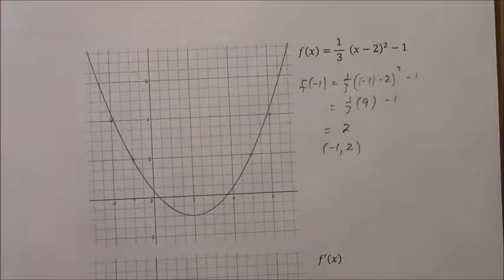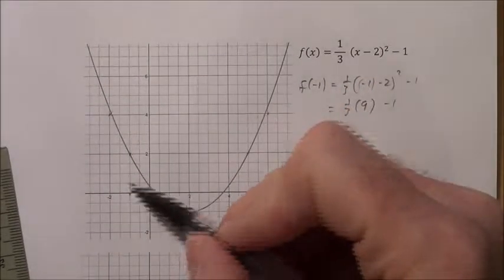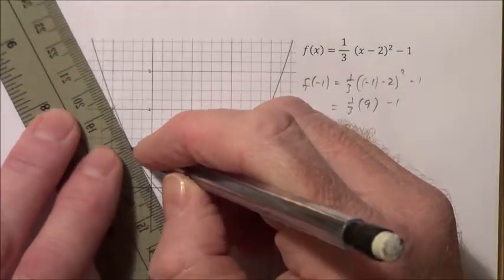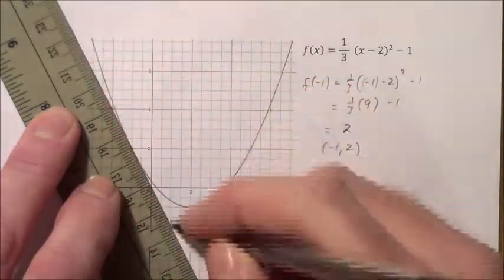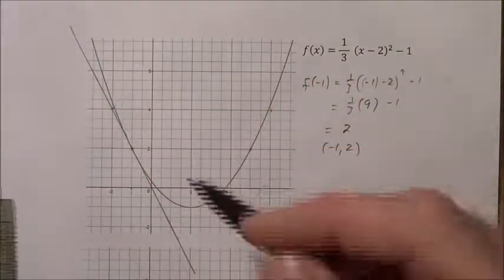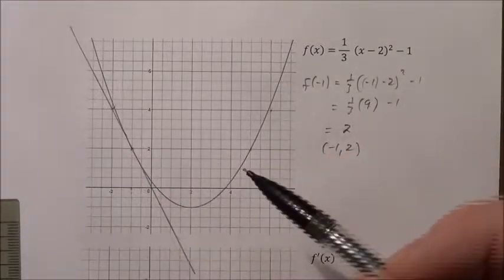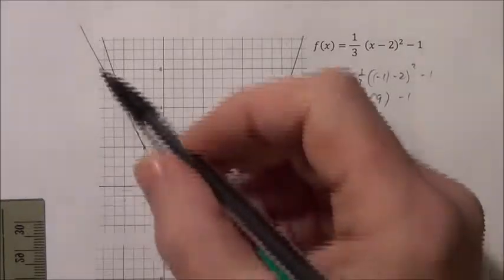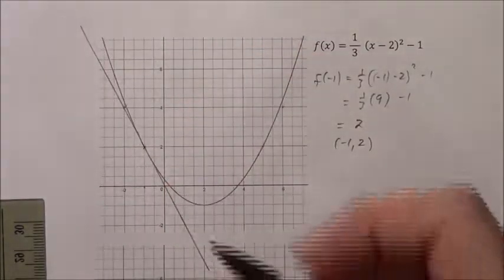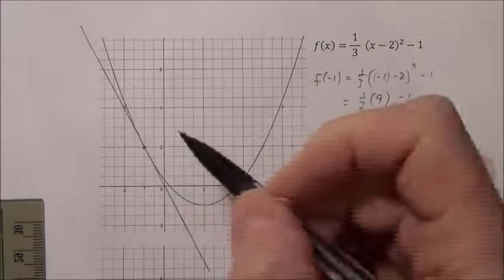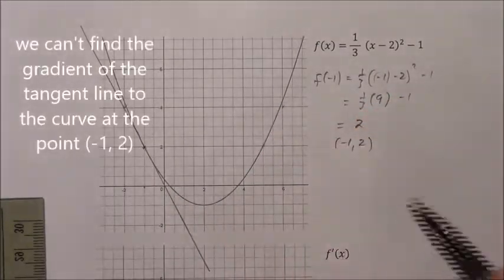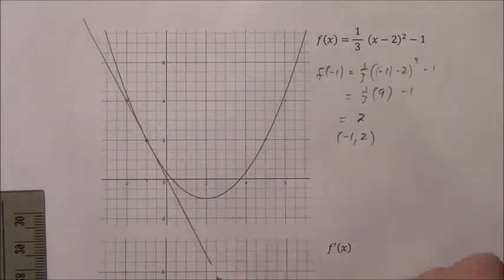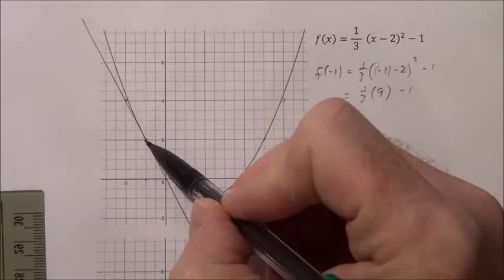If I draw a tangent line at x equals negative 1, I'll put this here, and then I will draw the tangent line. So that's the point of tangency. At this moment, we can't find the gradient of the tangent line at that point, because we need 2 points to find the average rate of change. Now that's the tangent line, so it only has one point of intersection.